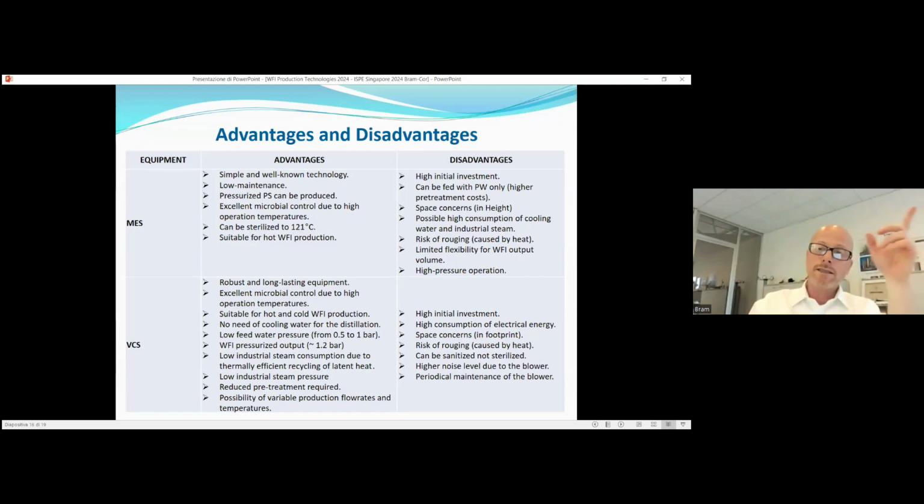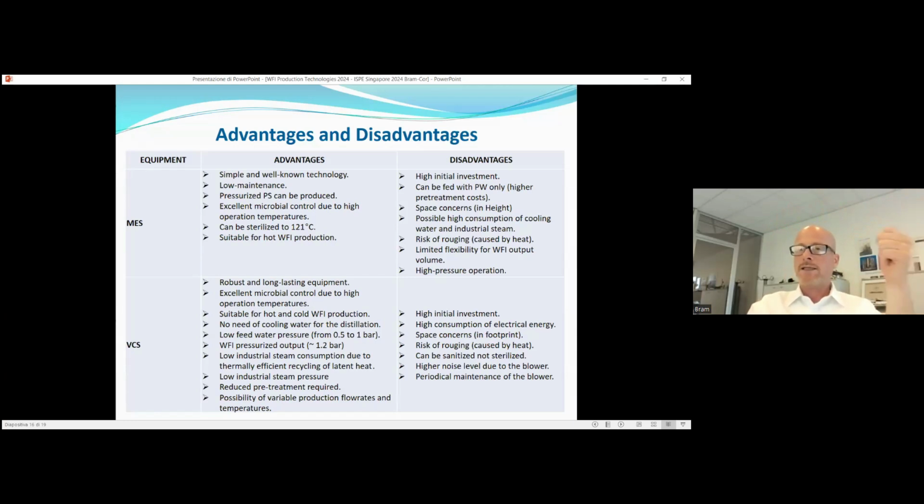And it's quite flexible in the production. It's quite flexible in the flow rates and temperature. So as we have seen, we can also produce cold WFI, and we have a certain possibility to set the range of capacity, for example, from 70% to 100% of the machine's capacity. Which has the disadvantages.